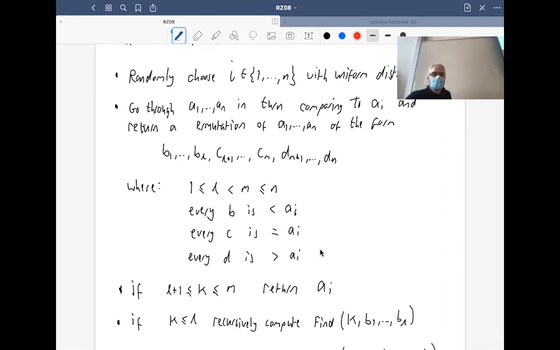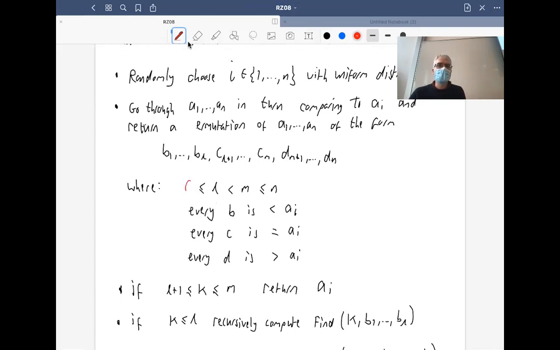Okay, so we have here, yeah, there's a mistake there. It should be 0 is less than or equal to L, because it may be that there are no elements smaller than a sub I or no elements greater than a sub I. We know that there will be at least one element equal to a sub I, because a sub I itself is, but either of the other 2 sides might be empty.